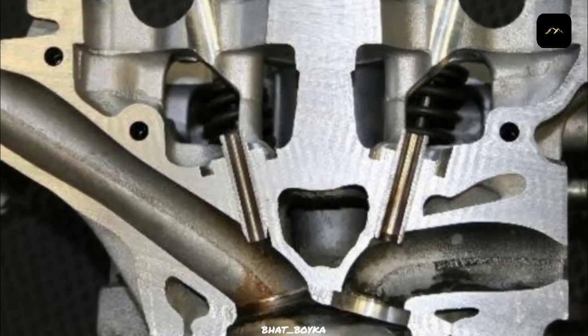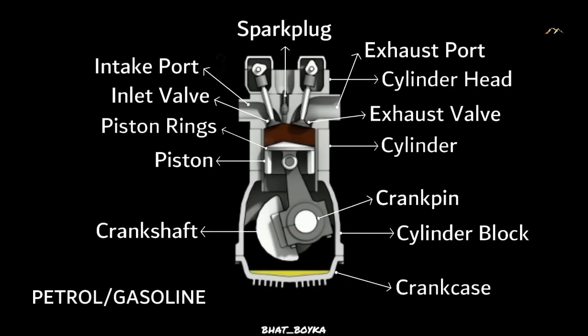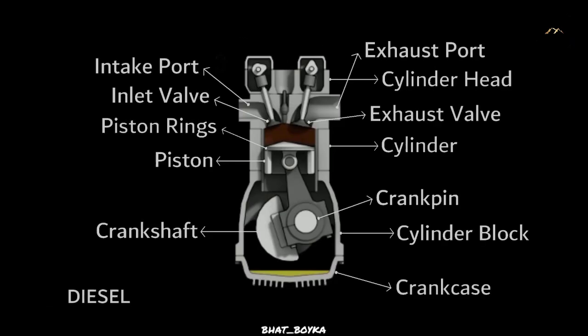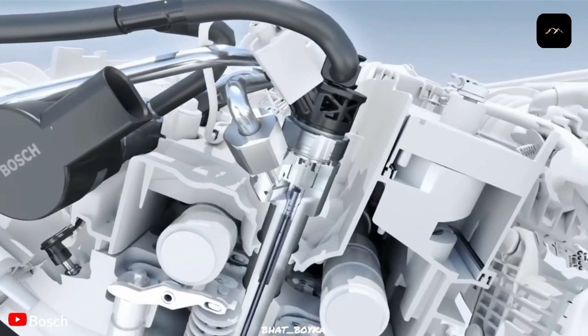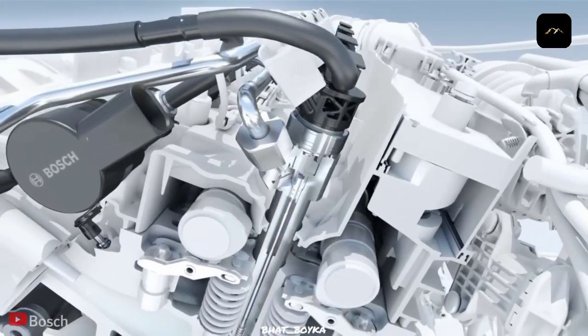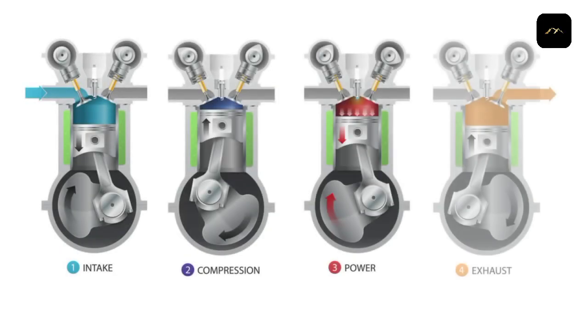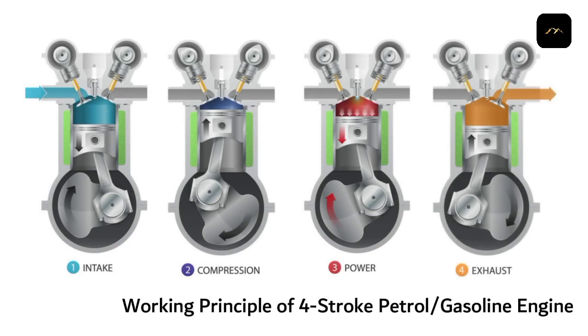valves. For a petrol engine, a spark plug is used to ignite the compressed air-fuel mixture. For a diesel engine, an injector is usually used in a compression ignition engine. It sprays the fuel into the combustion chamber at the end of the compression stroke. It is fitted on the cylinder head. Now let's take a look at the working principle of a 4-stroke petrol engine.